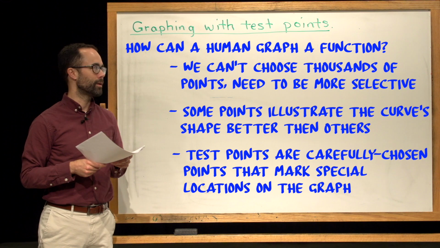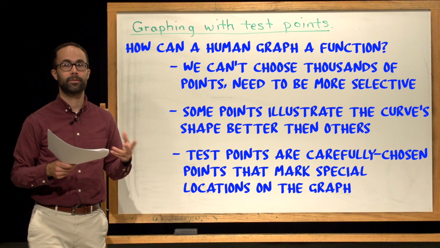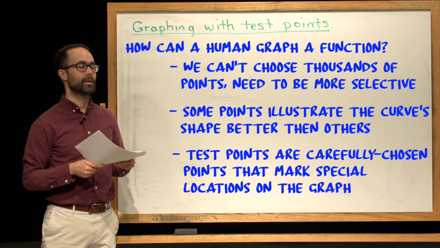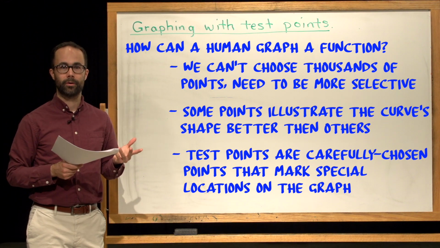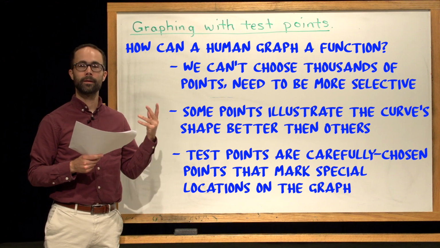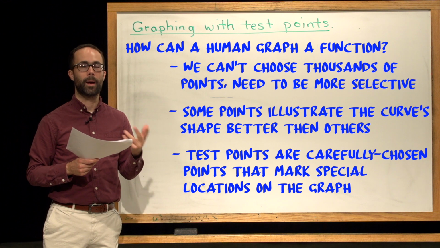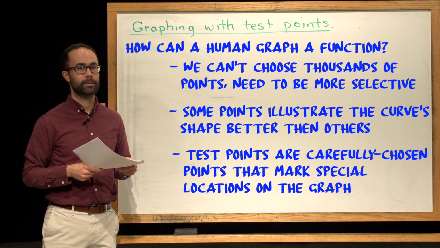So the trick here is to know which points to pick. We'd like to pick the points well, not just randomly. And this is what key points are. This is what test points are. They're a way of choosing those points well so that you can get a graph sketched by hand without having to pick thousands and thousands of points.